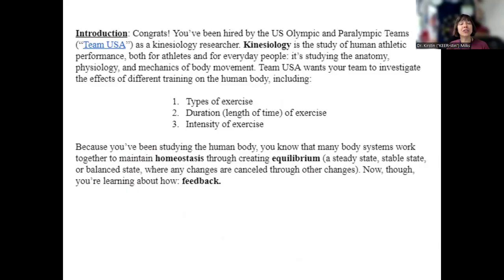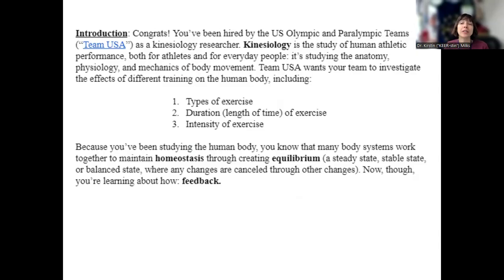So the story for today is that you've been hired by the U.S. Olympic and Paralympic teams, which you might think of as Team USA. Right now, they're gearing up for the 2026 Winter Olympics. I told you about our student athlete here at South who went to the Para World Games. That's the organizing body. If the U.S. is sending you as a team member, it's this thing. So in our little project over the next couple of days, you've been hired as a kinesiology researcher. Kinesiology is the study of human athletic performance, both for athletes and for everyday people, whether you're very active or not. It's studying the anatomy, physiology, and mechanics of body movement.